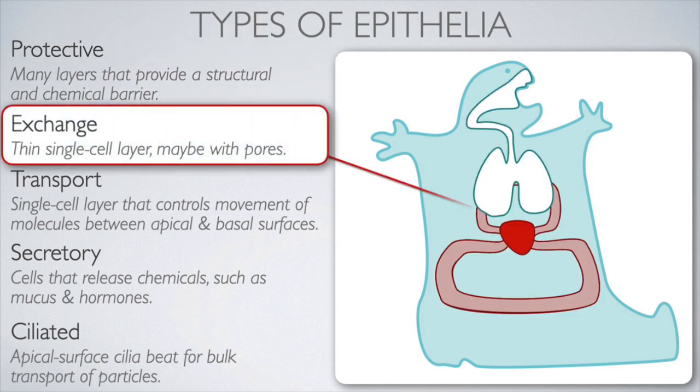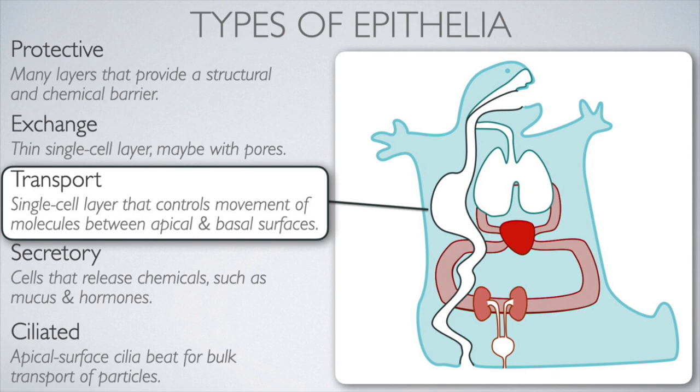That brings us to exchange cells. We have exchange cells in the lungs and in the endothelial lining of the capillaries. The goal there is to overcome the challenges posed by Fick's law. So it's helpful to have these cells be very thin, and they might control the flux of molecules to some extent. But the idea is to be very porous.